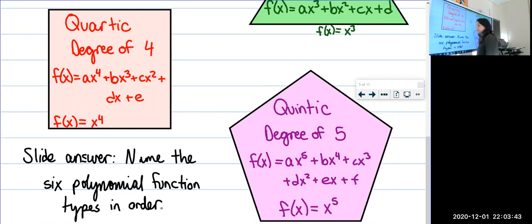All right, so if you wrote these down, you've already got them, okay? This slide right here has the 6 polynomial function types in order. Just make sure you've watched it and you've written them down. All right, and I'm going to stop this here, and then I'll see you on the next slide.